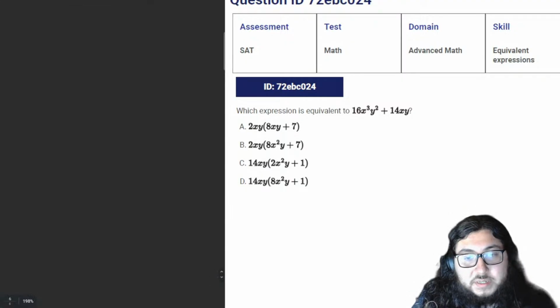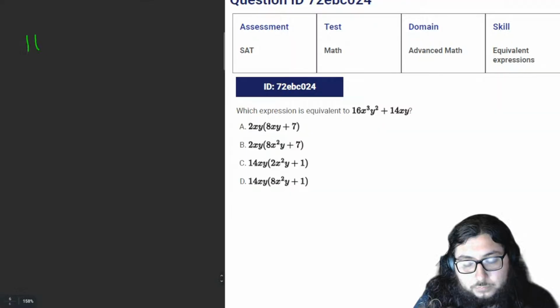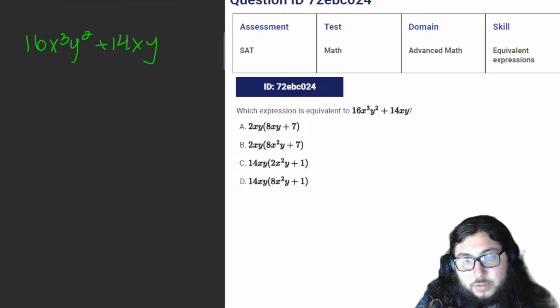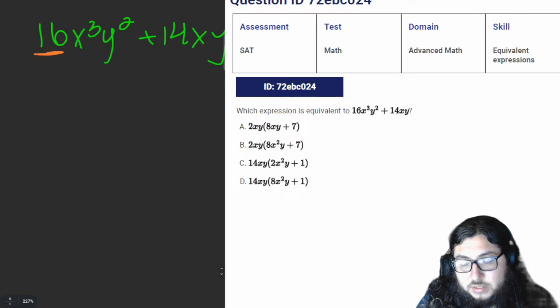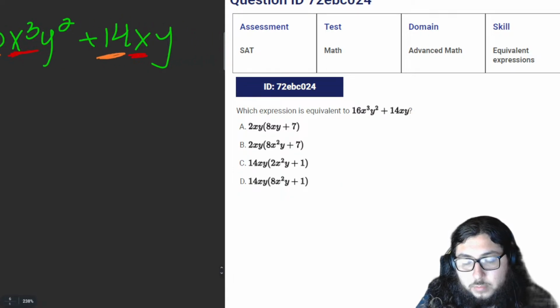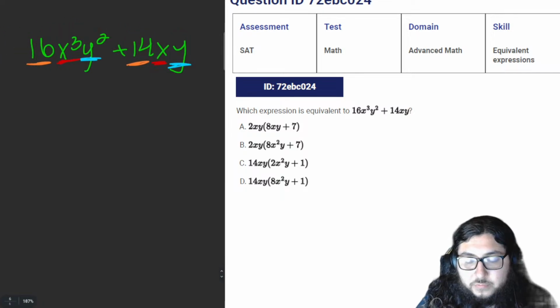Anyway, 16x to the third times y to the second plus 14xy. Which expression is equivalent to this? Well, we might see if we analyze the numbers, the coefficients, and each variable independently, that we can find the greatest common factor between all of them.